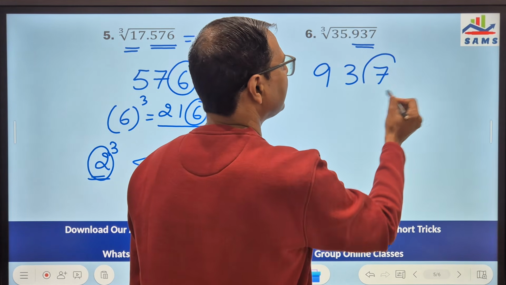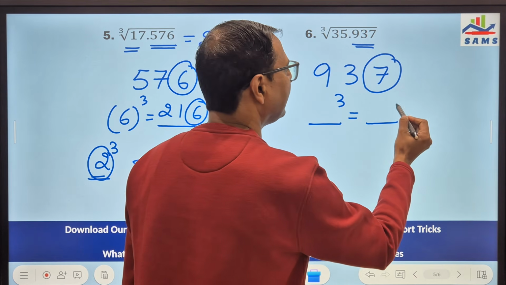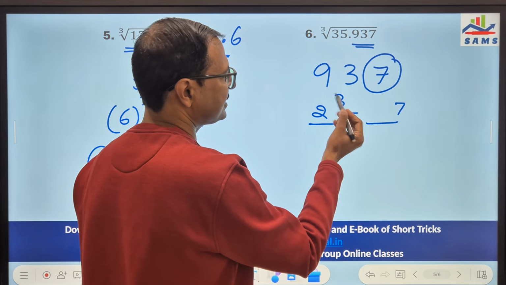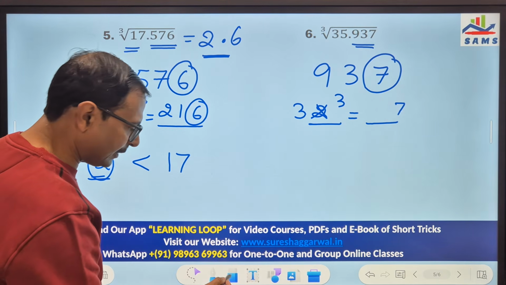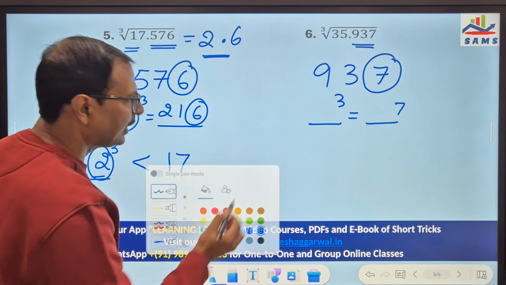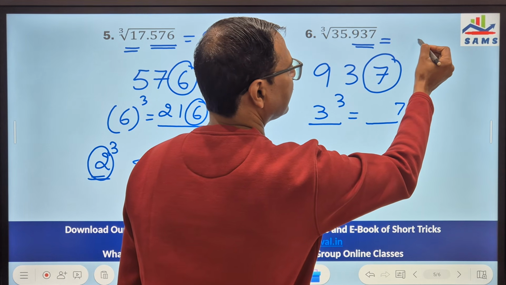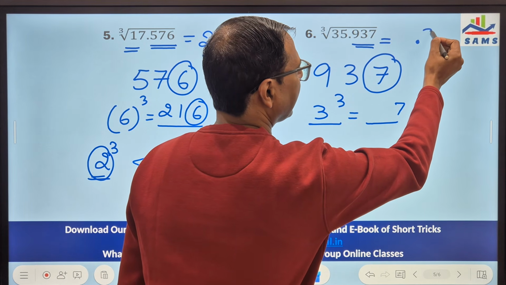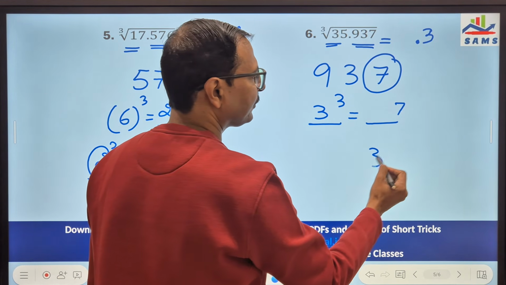And the final question here, 35.937. The last number is 7. And which cube ends in 7? It is 2 cube. It is 3 cube, right? Not 2, 3 cube. Let's rectify this. This is 3 cube. And 3 forms the answer after the decimal part, right? 0.3.